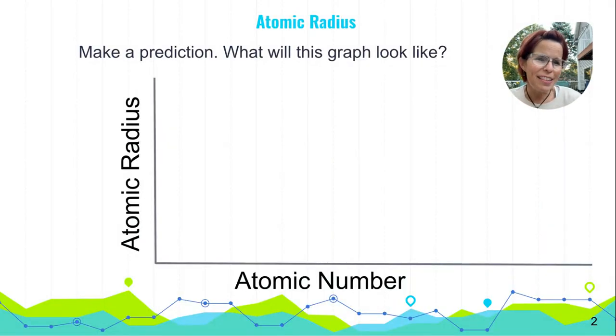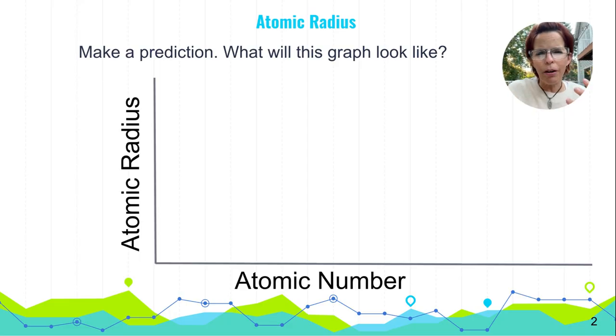I'd like to start this by having you make a prediction. There are no wrong answers when you're making a prediction. Along the bottom axis is atomic number. So assume hydrogen is 1. Remember, the atomic number is the number of protons. The number goes up and up as the number of protons increases. So we go hydrogen, helium, etc.